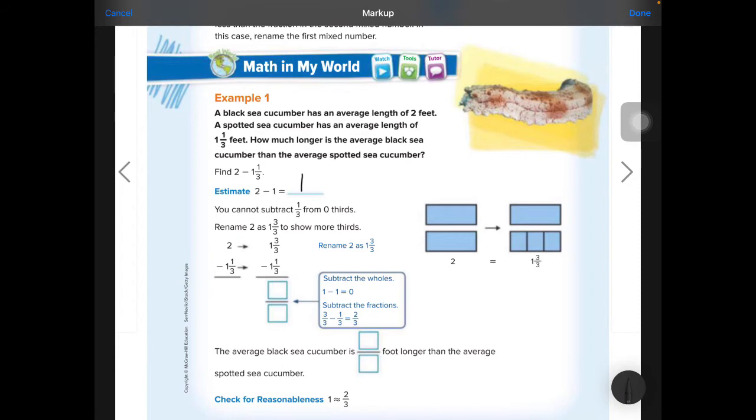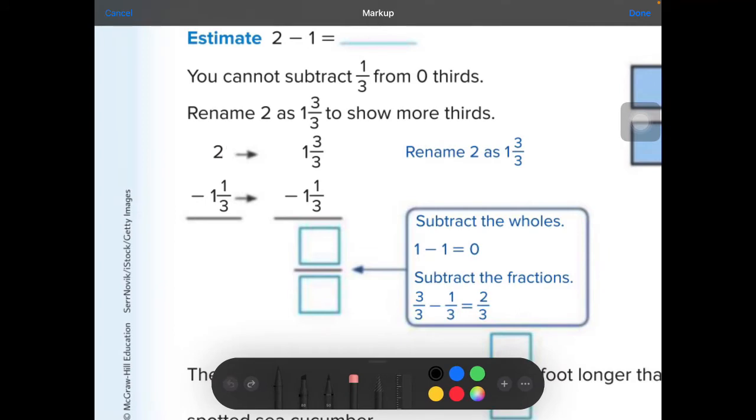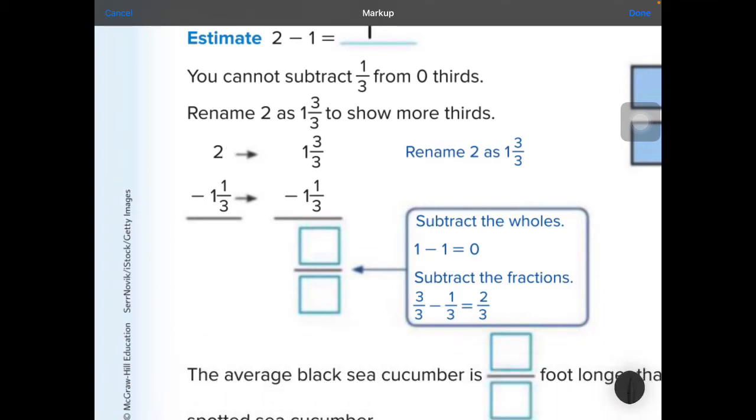First thing you need to do is stack the numbers. Right here, they have that you cannot take 1/3 from 0. There's nothing here for us to subtract from. So now they want us to add a number there. So we're going to change it into 1 3/3, which is the same as 2. It just means we have a fraction here that we can subtract from. Now we have a large number here, and we can take away that small number there. So 3 minus 1 is 2/3.